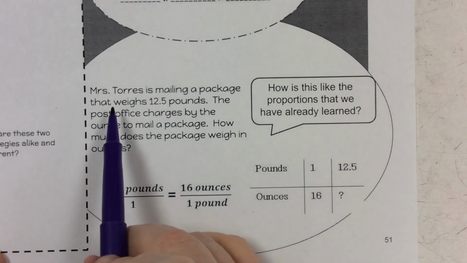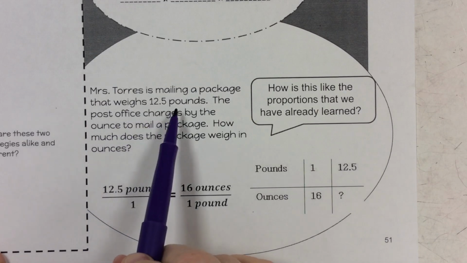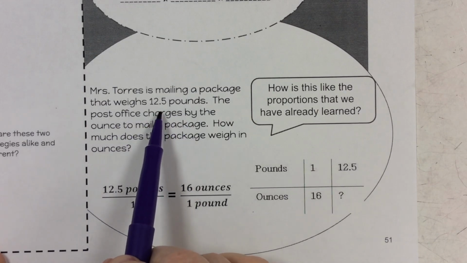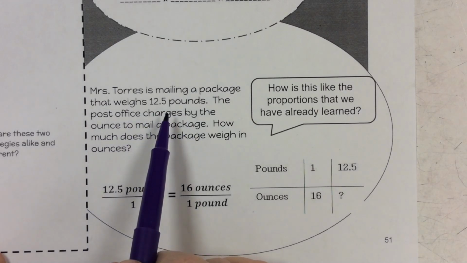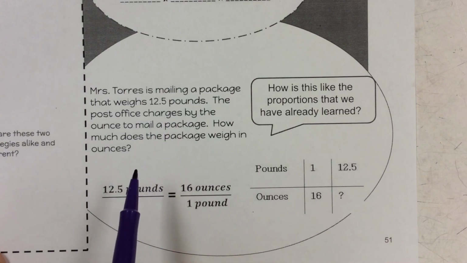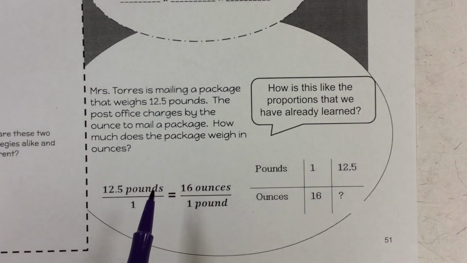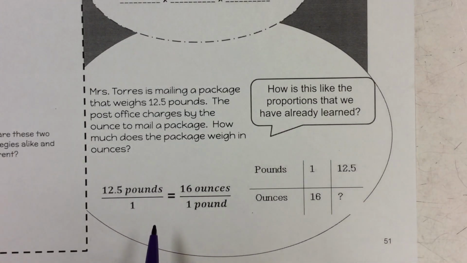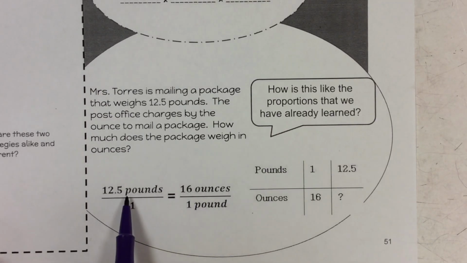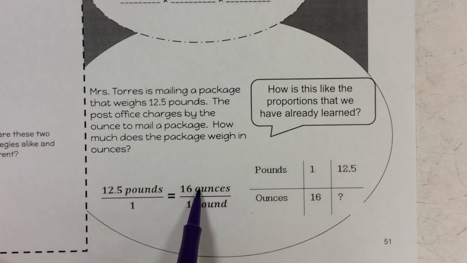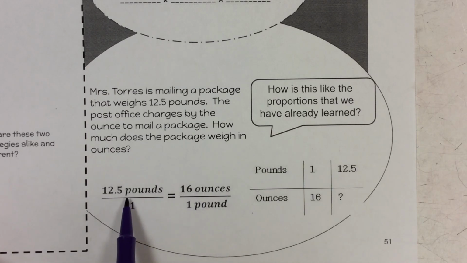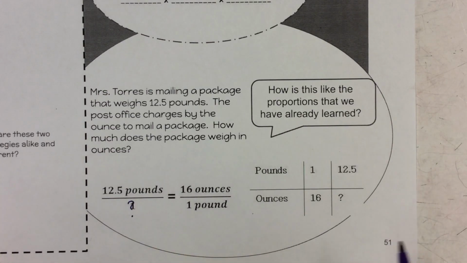All right, so Mrs. Torres is mailing a package that weighs 12.5 pounds, 12 5/10 pounds. The post office charges by the ounce to mail a package. How much does the package weigh in ounces? So sometimes you see it like this. This is actually an old STAAR question, y'all. So sometimes you see it like this, where the words are written right in here, like 16 ounces is a pound, so we want to know 12.5 pounds is what, right? So what would that be right here?